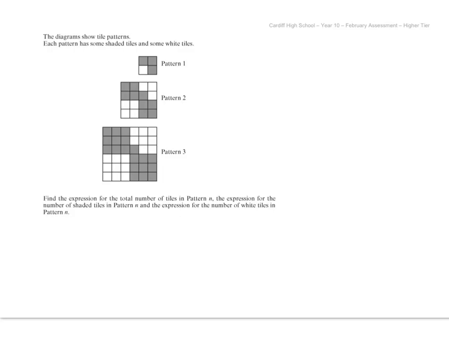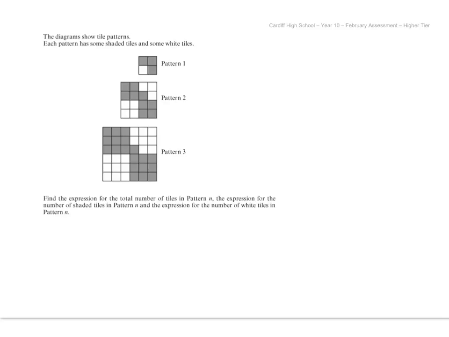So if you have a look at the width of each one, the width of every pattern is twice as big as the number of pattern it is. So pattern 1 is 2 wide, pattern 2 is 4 wide, pattern 3 is 6 wide. So the widths go up in 2n.